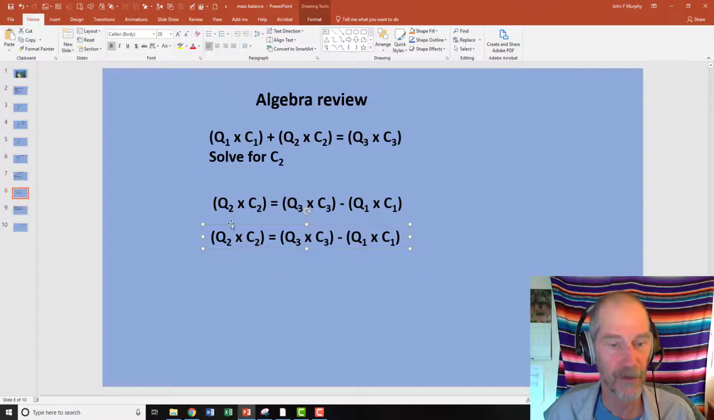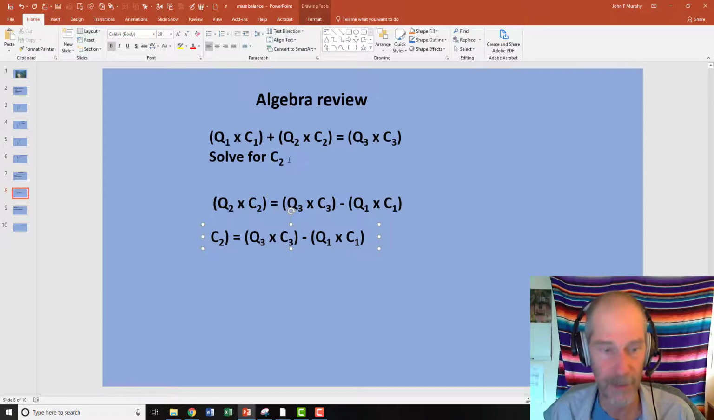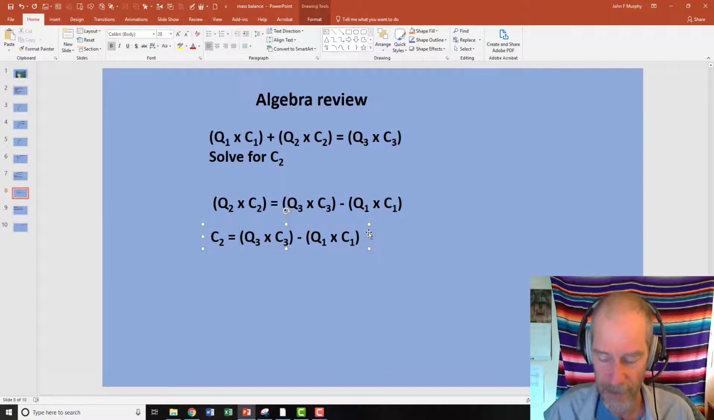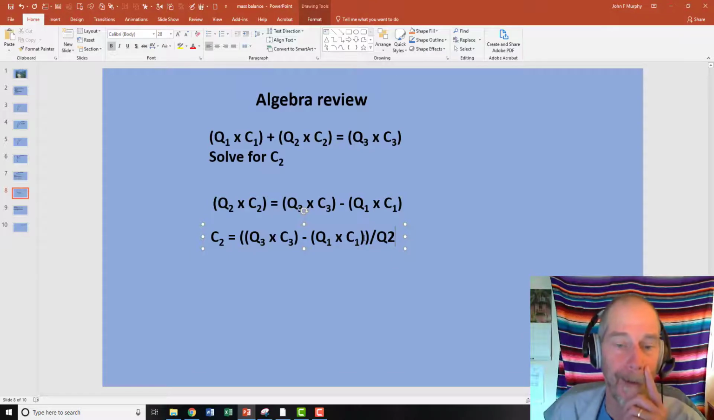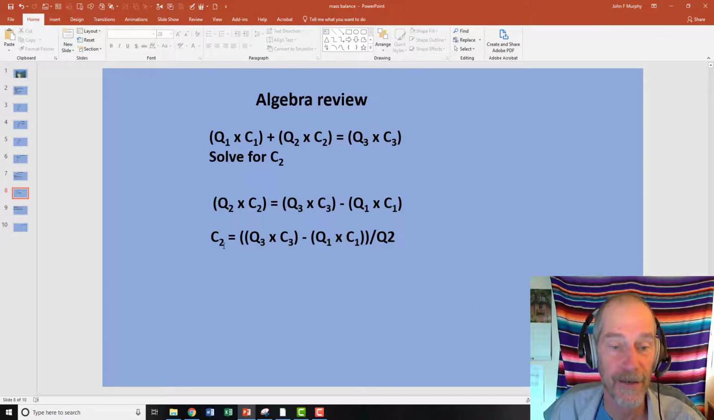Okay, what am I doing? I'm moving the Q2 over. I don't need the parentheses anymore. And actually, I do have to be very careful how I put parentheses in over here because I want to do everything on top because there's some addition or subtraction there. So let's make this thing 1, and then I'm just going to write backslash Q2. Okay, and I'm done. I've isolated C2.